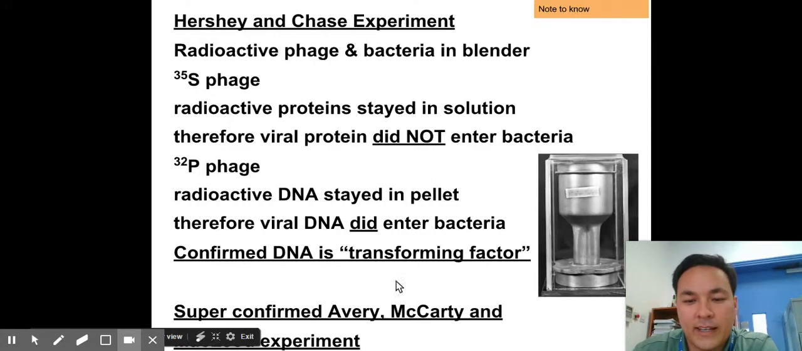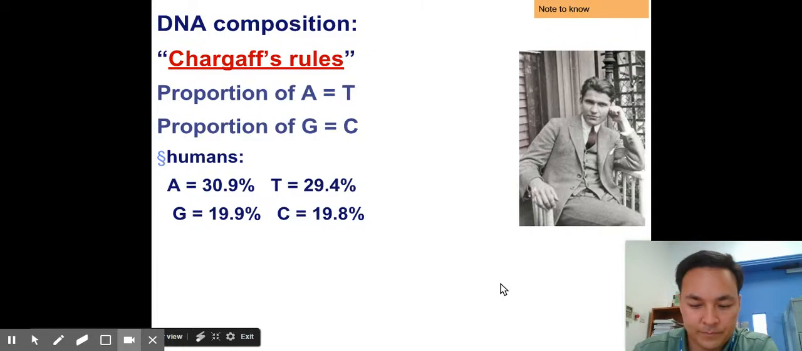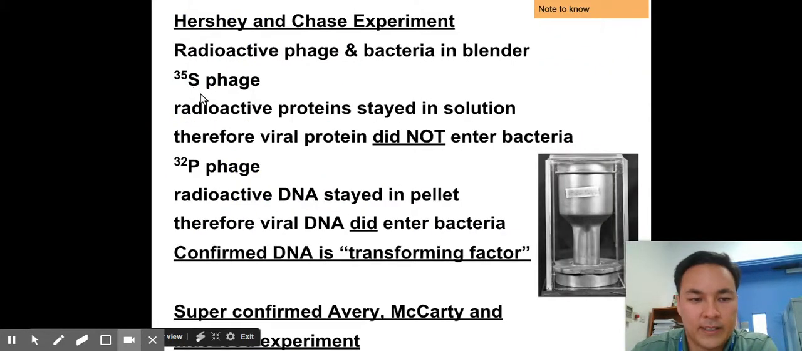So Hershey and Chase finalized this, and they confirmed it. They did this famous blender experiment. Oops, I thought I had another page. They grew some viruses in both sulfur and phosphorus, in different weights of them. And they tried to see which ones are injected into the cell. Sulfur is only in proteins, in amino acids. And phosphorus is not in proteins and only in DNA, the sugar-phosphate backbone.